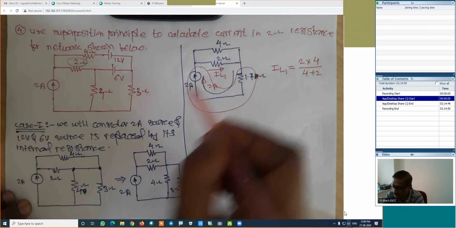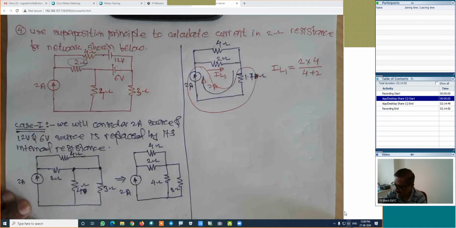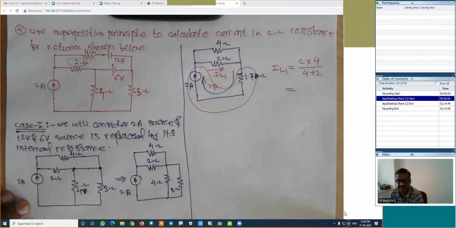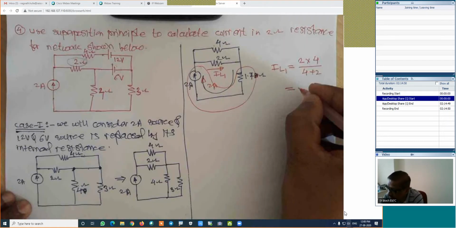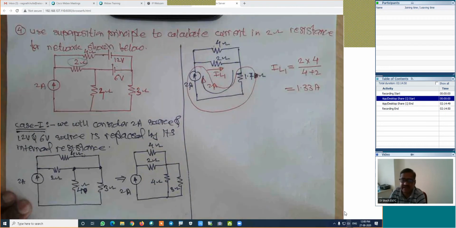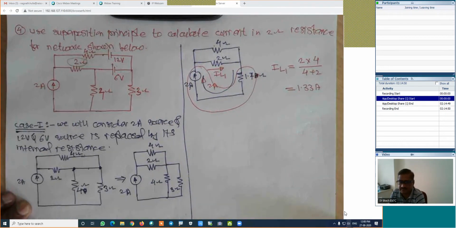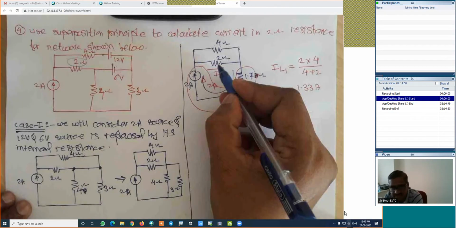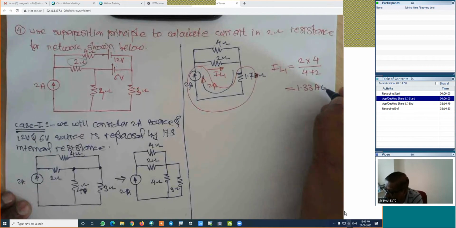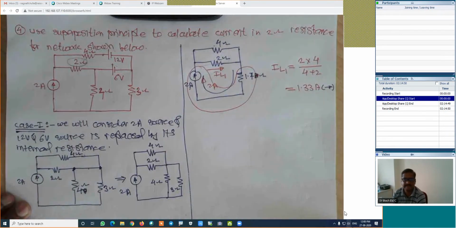These are the two parallel branches, and we are interested in the calculation of the current. How much is the current now? 1.33. 1.33 amperes is the current. And how is the direction? Direction is horizontal and forward. The direction of this current is forward. I have written forward.